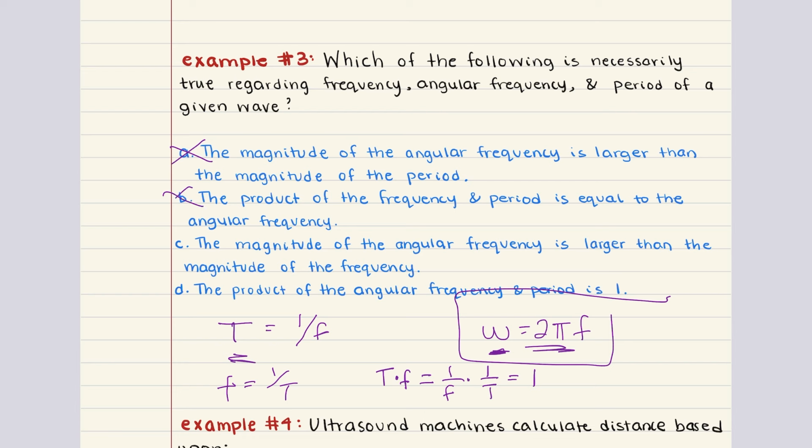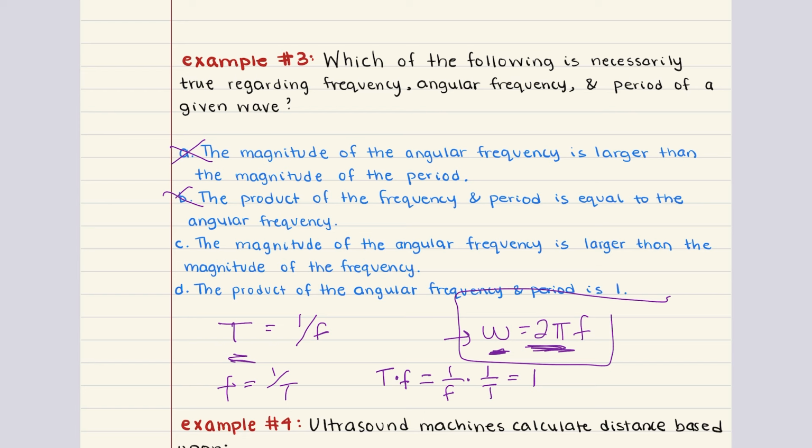What about answer choice C? This says the magnitude of the angular frequency is larger than the magnitude of the frequency. This statement is actually correct. Since we said that angular frequency is equal to 2 pi multiplied by frequency, and we also said that 2 pi is a constant greater than 1, then we can say confidently the angular frequency will always have a larger magnitude than the frequency.